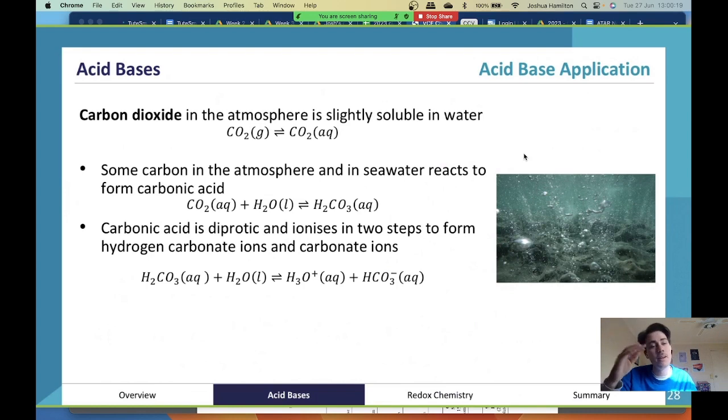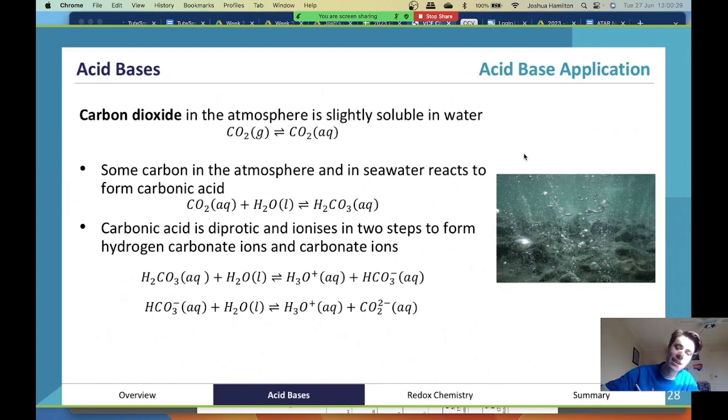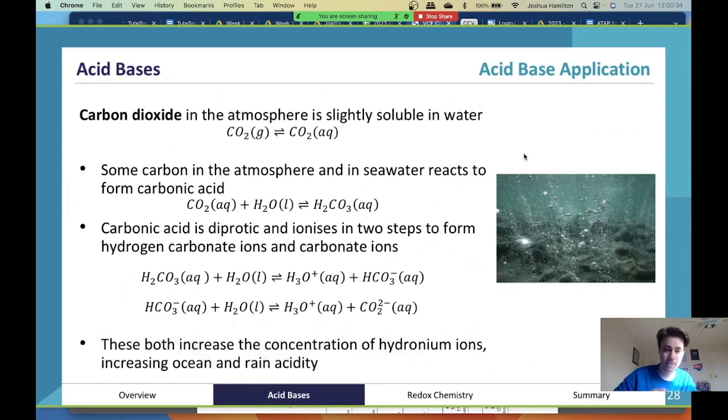Essentially, carbon dioxide gets absorbed into water, reacts with water and forms this, and then the water tries to neutralize it. In neutralizing it, it forms these 2 molecules. And it happens in 2 steps because we can do it twice, because it is diprotic. These both increase the concentration of hydrogen or hydronium ions, increasing the ocean and rain acidity. So the water overall is a little bit more acidic because of this whole process.